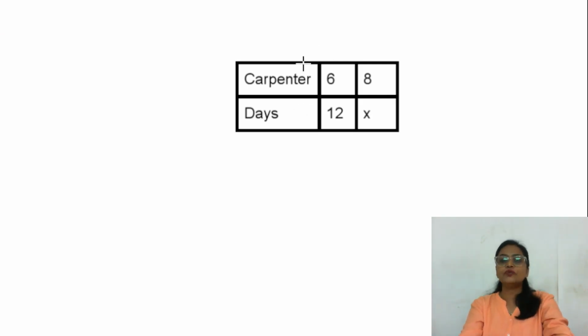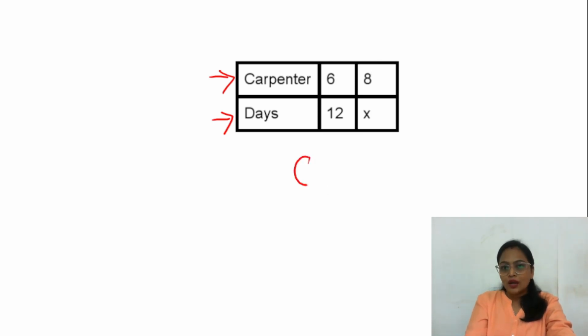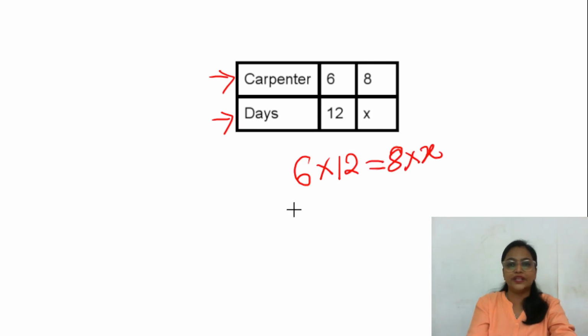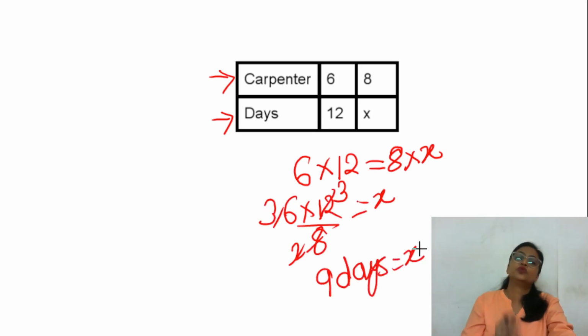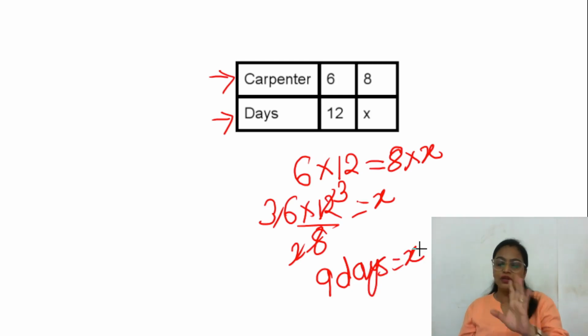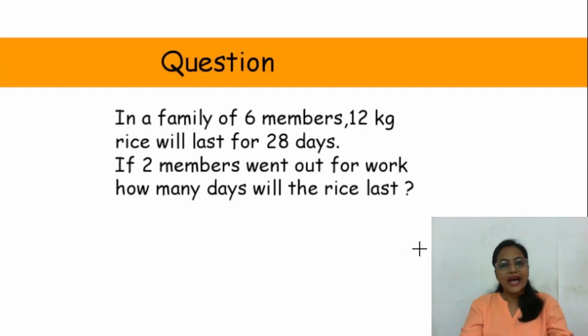Now to solve this question, we will again make a table like this. In one row, we will write carpenters. In the other row, we will write number of days, and we will make two columns like this. Now 6 multiplied by 12 should be equal to 8 multiplied by x, because this is a case of inverse variation. To find x, 4 threes are 12, 4 twos are 8. 3 threes are 9. So 9 days will be required when 8 carpenters work together to make one sofa. Okay, done.